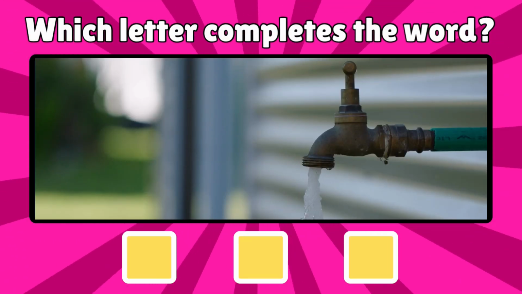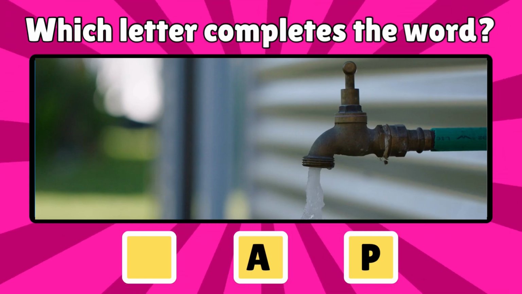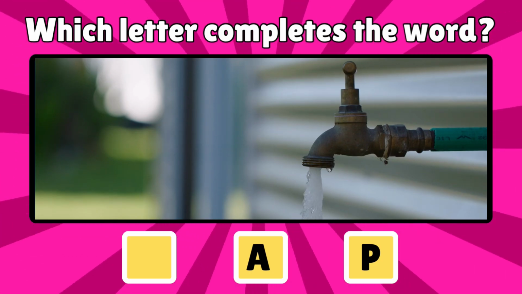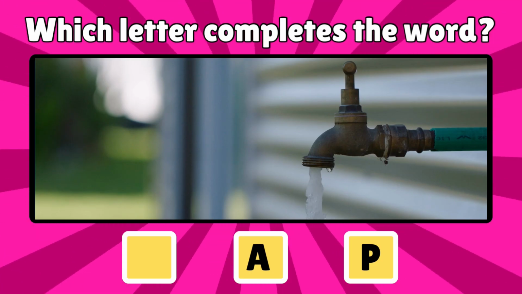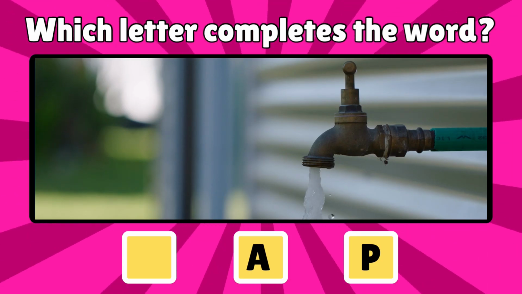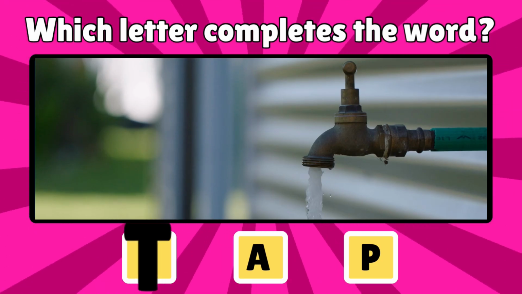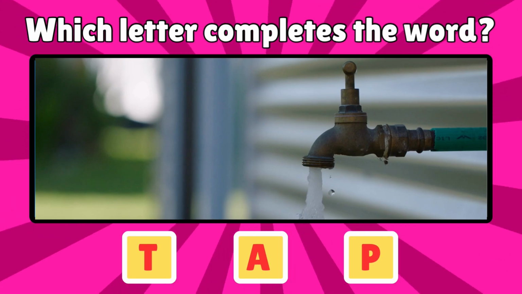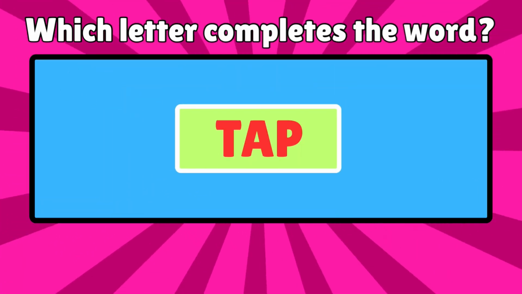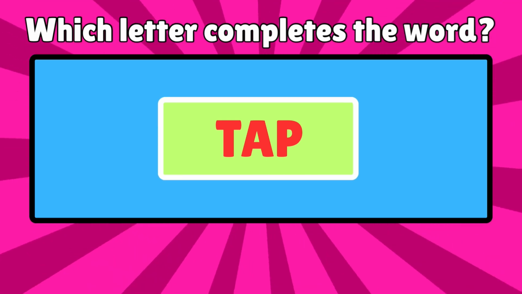Look at the picture. It is a tap. First letter is missing. A, P. Which letter completes the word? It is T, T, A, P. Tap. Can you say it again? T is for tap. Tap.